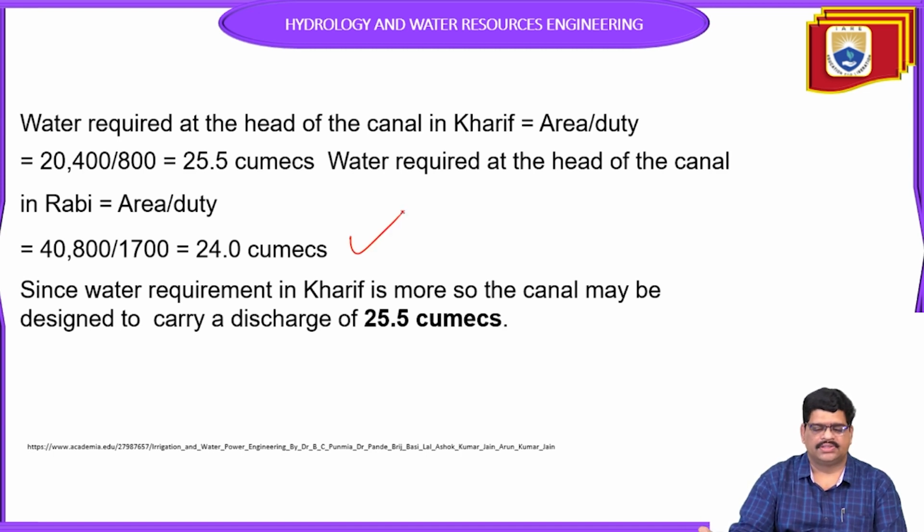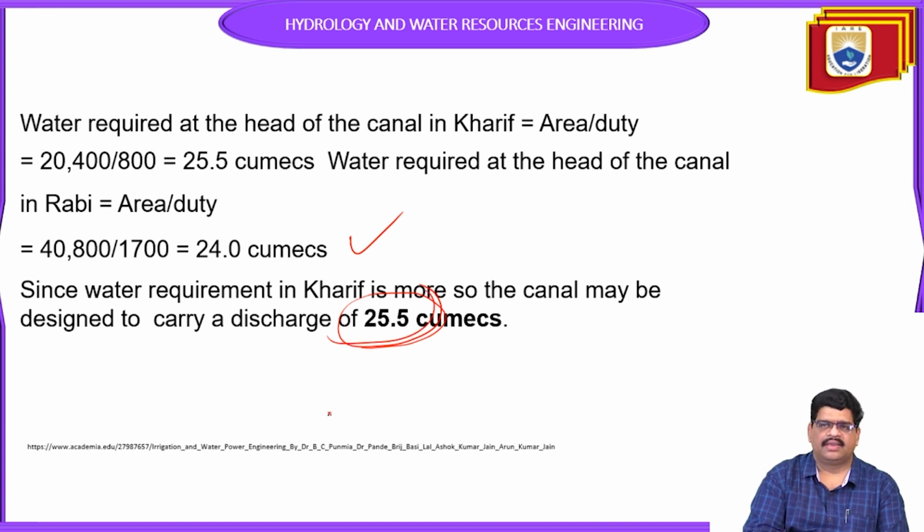24 cumecs. Since the water requirement of the Kharif is higher, the canal may be designed as per the 25, as per the requirement. That is the availability of the water. You have to design all the irrigation structures. Okay, right.